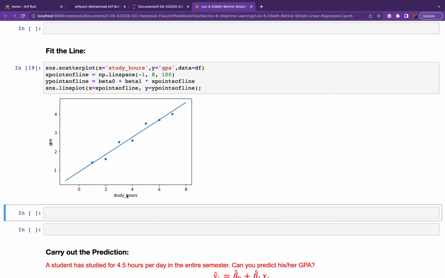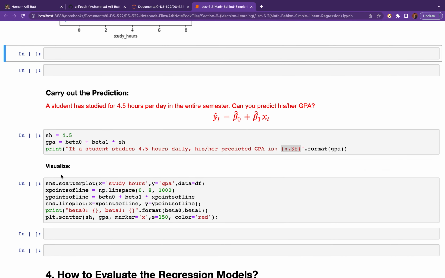Study hours along the x-axis and GPA along the y-axis. Let's carry out the prediction now. Now we have the regression coefficients, so we can easily carry out the prediction. The question is, a student has studied for 4.5 hours daily in the entire semester. Can you predict his or her GPA? And remember, this 4.5 is not there in the data set on which we have trained our model. Now it's simple like a piece of cake. Just substitute the values in the line equation, that is yi hat is equal to beta naught plus beta 1 xi.